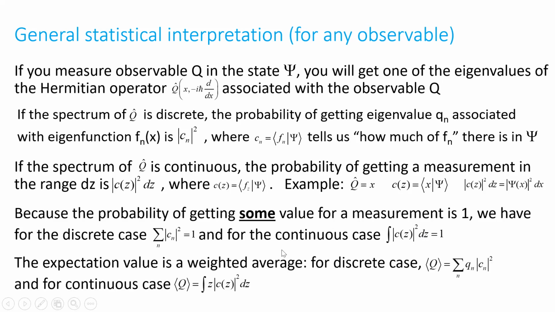And then the expectation value is a weighted average. For the discrete case, the expectation will be the sum over the particular eigenvalues qn times the probability Cn squared of getting each particular one. So we take the probability of getting each particular one multiplied by the value of each particular one, and we get the expectation value. For the continuous case, we get something similar. Rather than a sum, we have an integral over the eigenvalue z times Cz squared dz, which would be the probability of getting a z in the interval of width dz. So the expectation value is a weighted average.